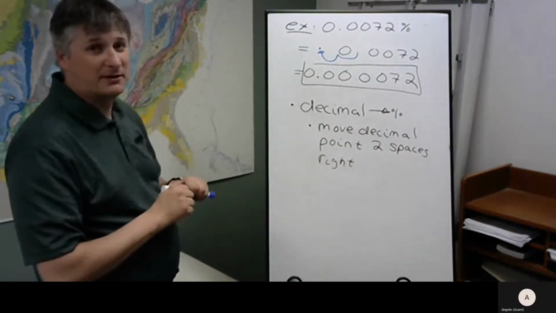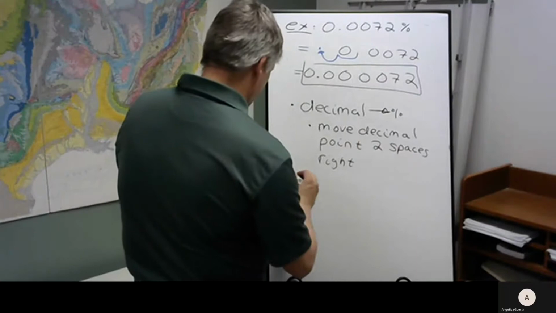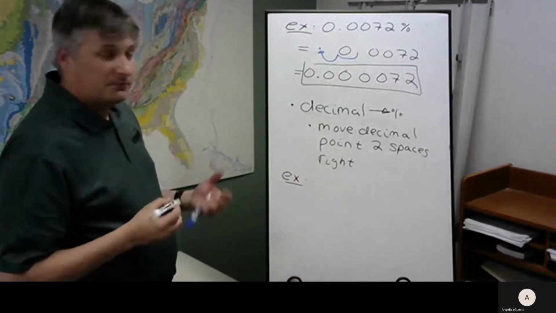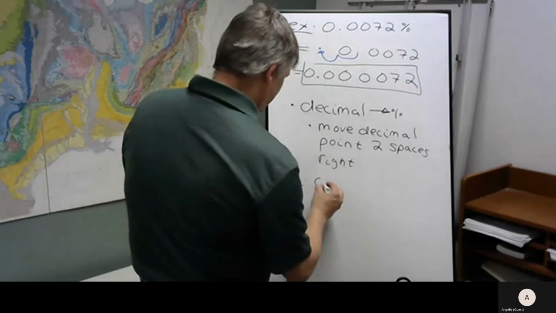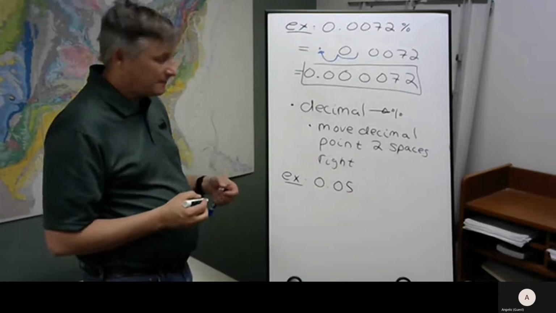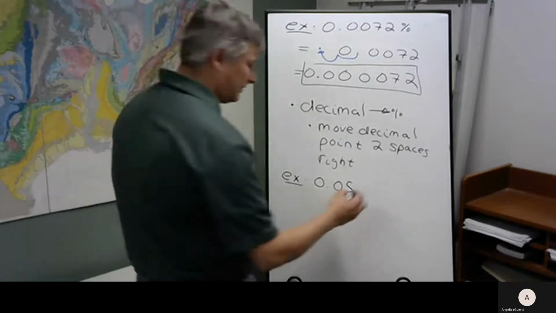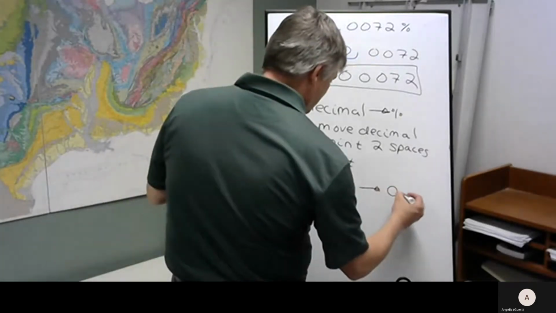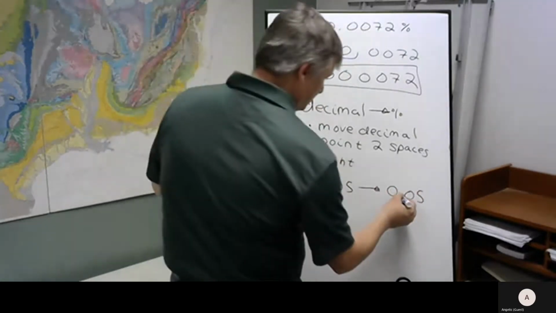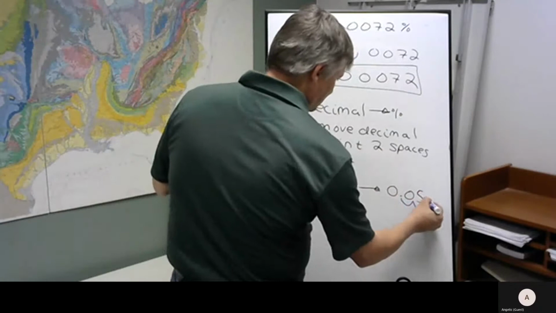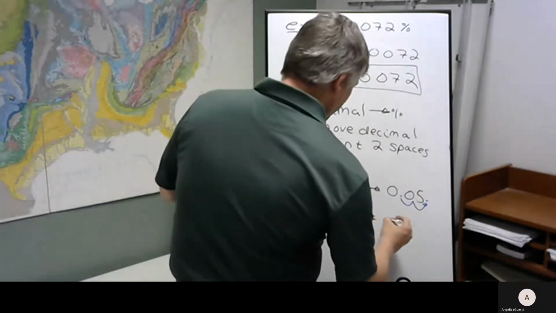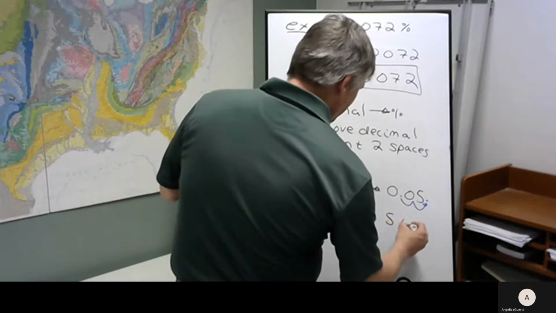So go 2 spaces right. So for example, let's say we have 0.05. Well, to turn this into a percent, we move the decimal point 2 spots to the right. And so this will give us 5%.